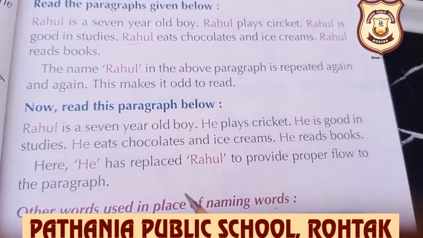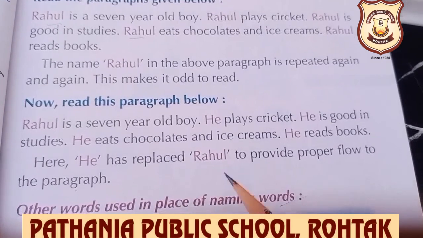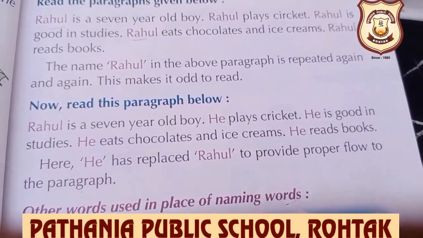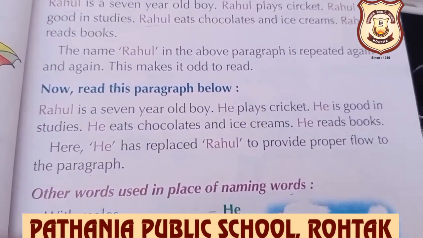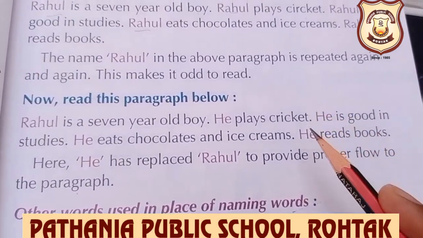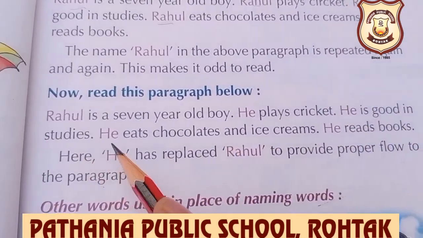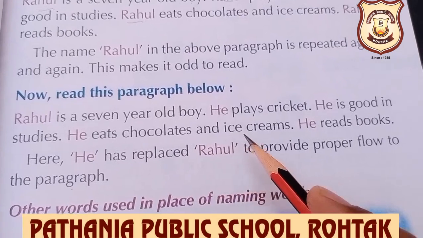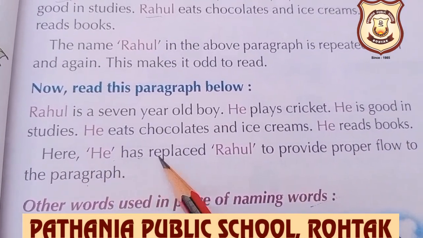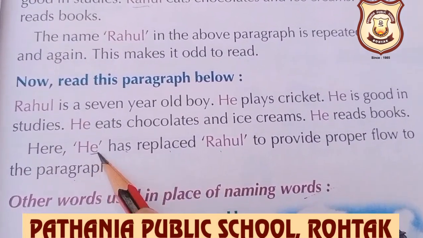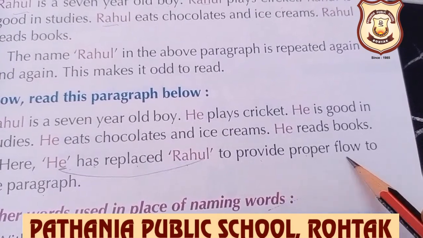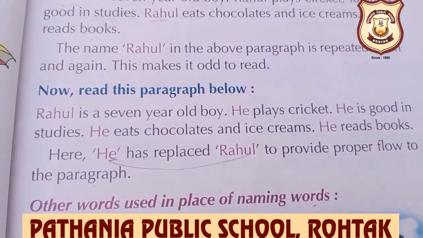So instead of again and again Rahul, we can use he. Just see, Rahul is a 7 years old boy. He plays cricket. He is good in studies. He eats chocolates and ice creams. He reads books. Here he replaced Rahul to provide proper flow to the paragraph.